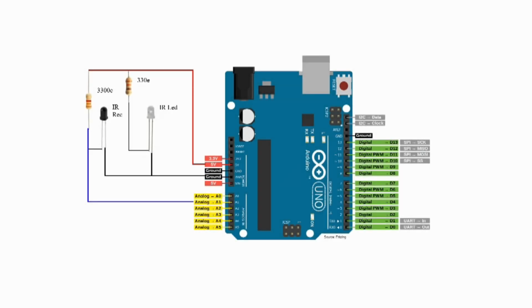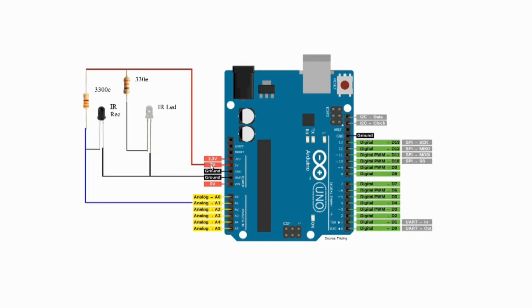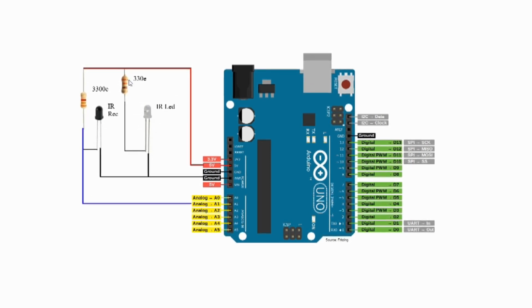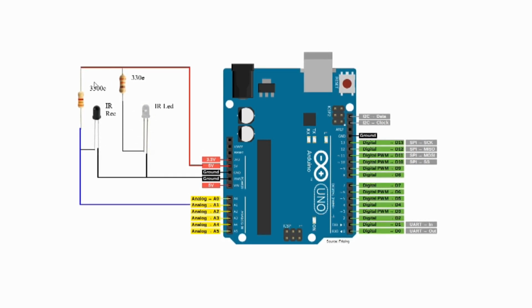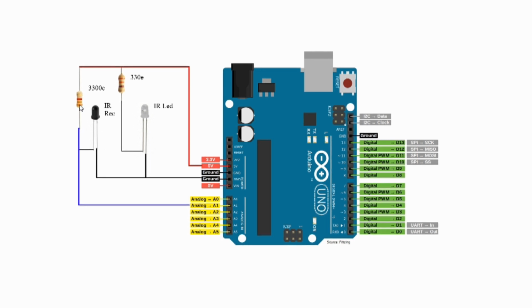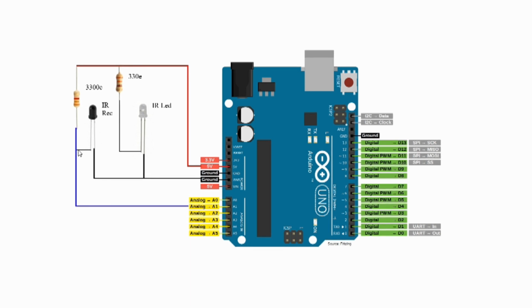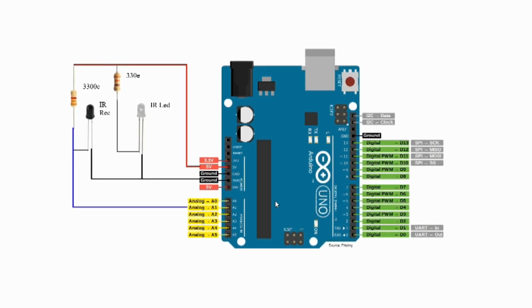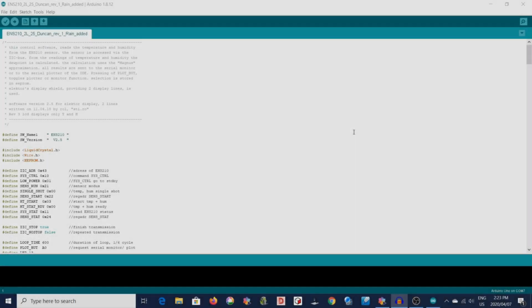Alright, before we start talking about the code in the Arduino, let's have a quick look at the wiring. I've taken 5 volts out, taken it through a 330 ohm current limiting resistor for the transmitter LED, and a 3K3 resistor which biases the phototransistor, and that then goes to analog input 1 on our Arduino Uno, and that's the wiring. Alright, let's have a look at the Arduino code next.